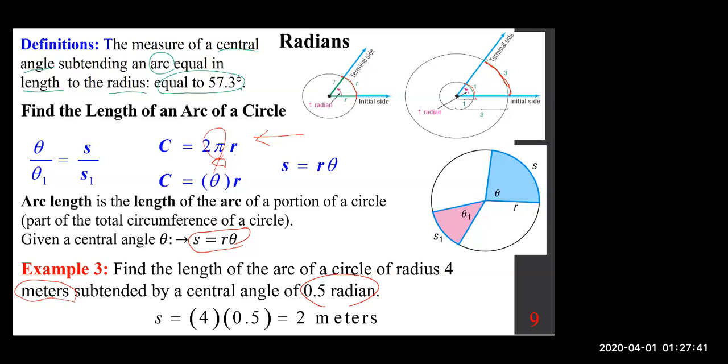Sounds good, everybody? Any questions? No. All right, we got to move on. So, the formula we covered here, S equals R theta. That's all we need to remember from this page.